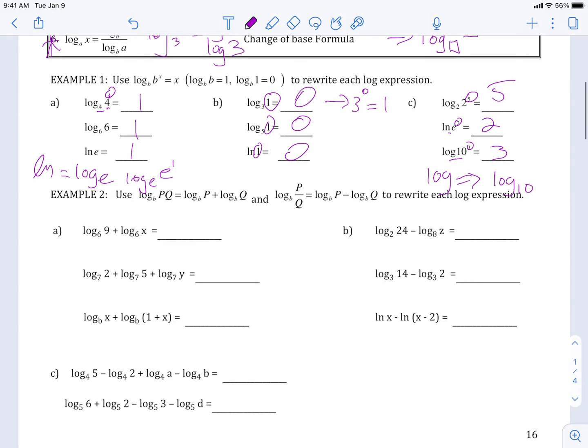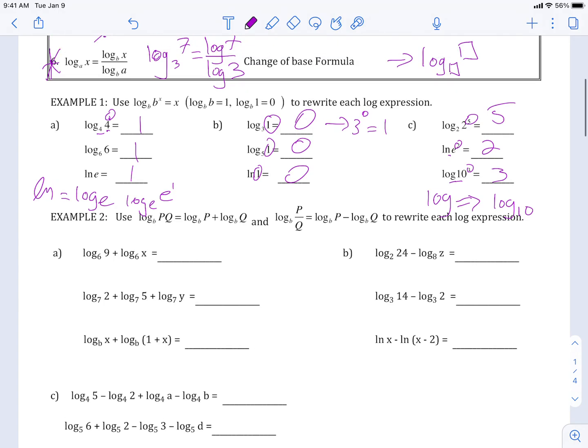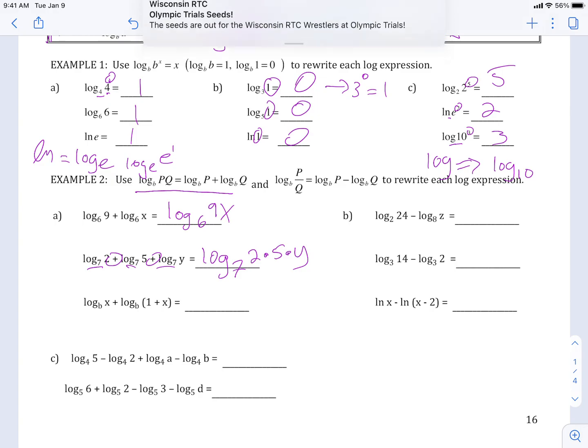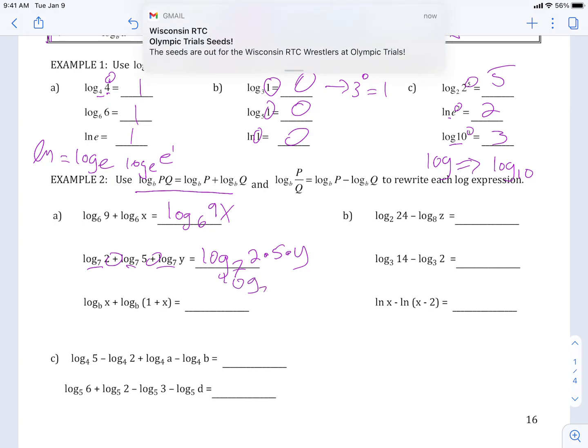Okay, over here, we're going to use these logs here, log base 6 of 9 plus log base 6 of x. And, you know, they're giving us the hint here. They're saying use this rule, but the rule goes backwards and forwards, so I can condense this and rewrite this as log base 6 of 9x, or log base 7 of 2 plus log base 7 of 5 plus log base 7 of y. These are all the same bases, and so since it's addition the entire time, I can rewrite this as a single log base 7 of 2 times 5 times y, or log base 7 of 10y.